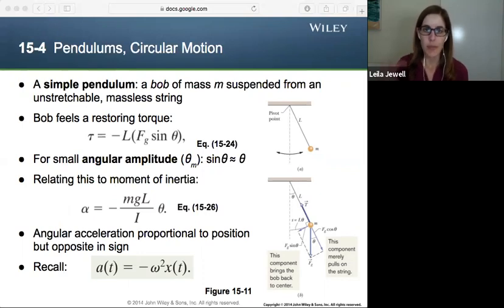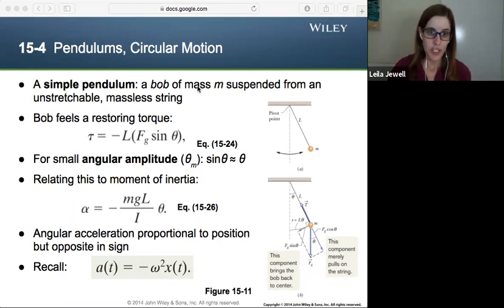It says that we have a bob of mass m suspended from an unstretchable, massless string, so that we only have to worry about that mass being on the very edge of that string, right? So here it's shown where the string has length L, the bob has mass m, that is where all of the mass is, so we don't have to worry about the string contributing anything. It's attached to a pivot point from above and allowed to swing back and forth, oscillating to either side of its equilibrium vertical position.